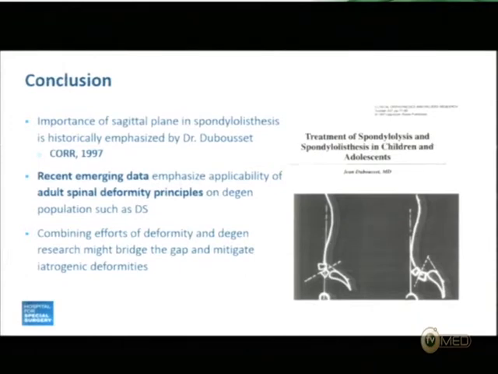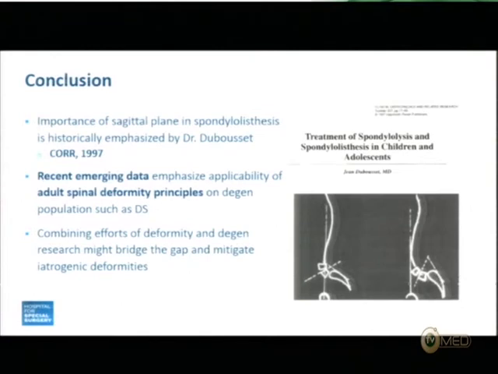What is interesting is that all those concepts are not new. Dubousset described the importance of the sagittal plane in 1997. It was not in degenerative spondylolisthesis, it was more in pediatric deformity, but they're very similar concepts. And I think one of the problems is that we like to create categories. We say, okay, these are the deformity people, these are the degenerative people, and we're going to have separate rules. Sometimes it's the case, but at the end of the day, the same principles probably apply across the diseases.